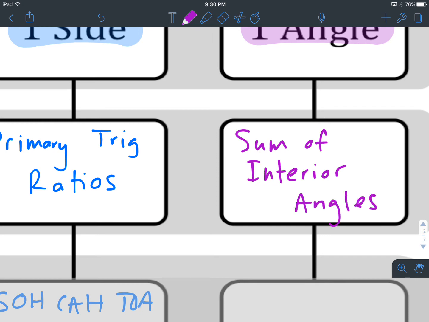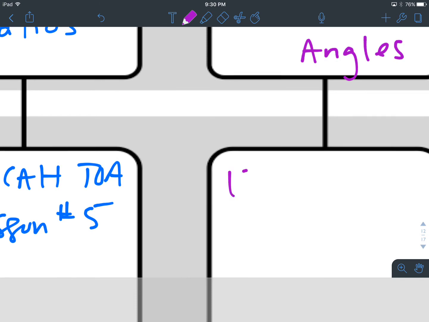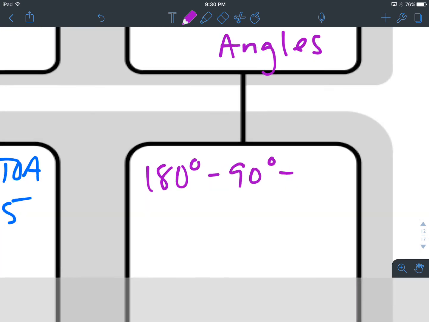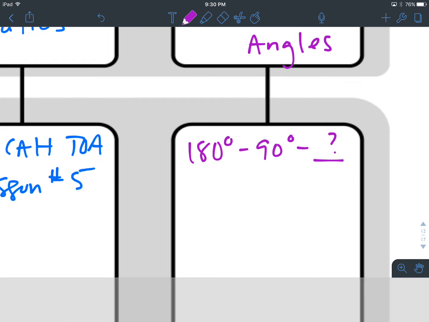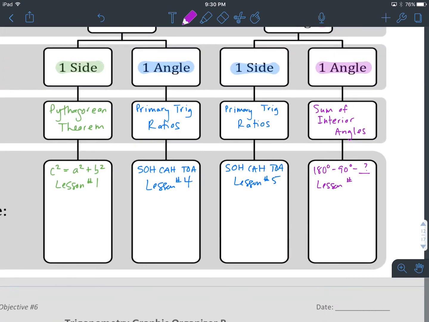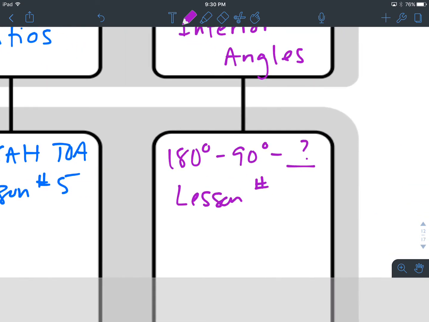And that's the one where we have 180 degrees minus 90 degrees minus something, who knows, whatever it is, to get our actual angle. And we found this was actually all the way back in lesson number 3, I believe. Nope, lesson number 3 is not it. This is in lesson number 4.